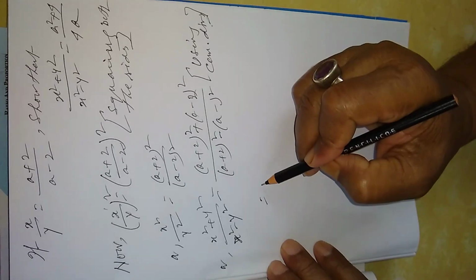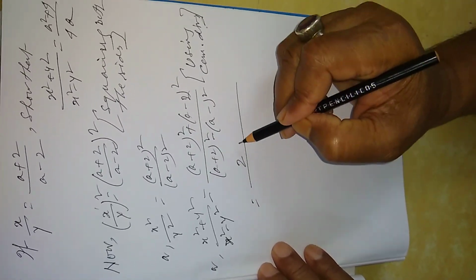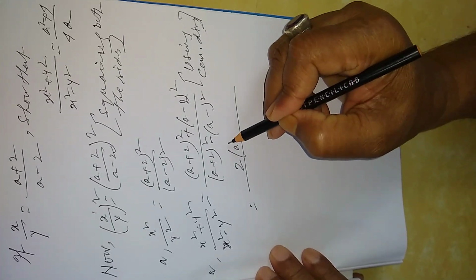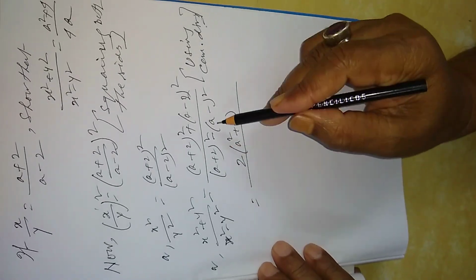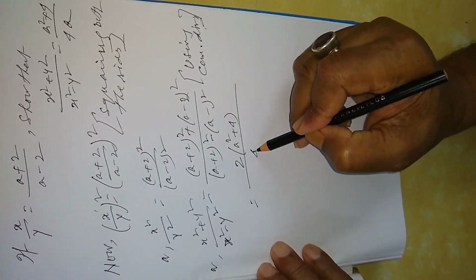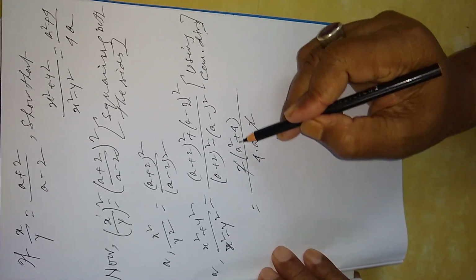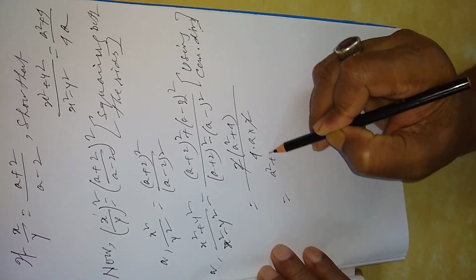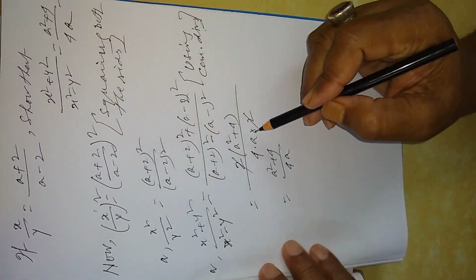Therefore a plus b whole square plus a minus b whole square is 2 into a square plus b square. A square means a square, b square means 4, and a plus b whole square minus a minus b whole square is 4ab, 4a into b. Cancel 2 2, therefore a square plus 4 by 4a, proved.